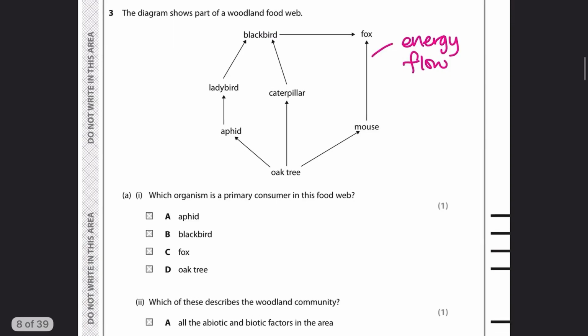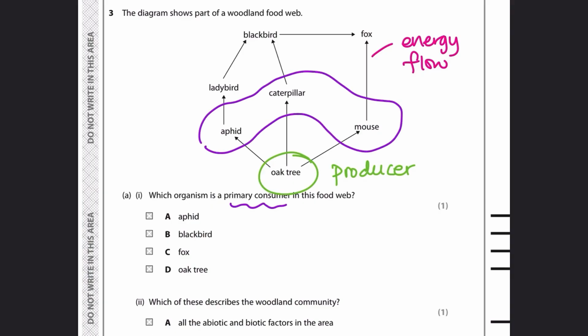Okay, so now looking at the actual question, it says, which organism is a primary consumer in this food web? So let's label. Let's actually start at the bottom of the food web, which is the producer. The producer is the plants. They usually do photosynthesis. And then the primary consumer are the animals that eat the producer. So these are the primary consumers. They're usually herbivores, and therefore they eat the plants, which are the producers. And therefore the answer is aphid, because only aphid is in my purple area.